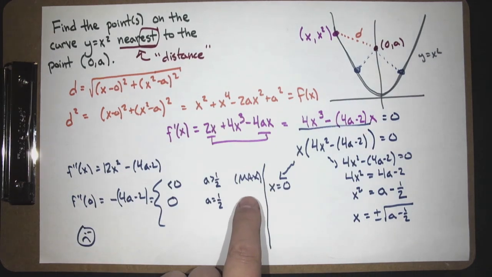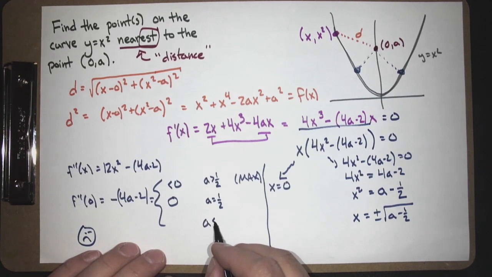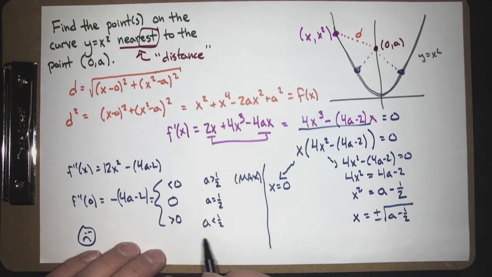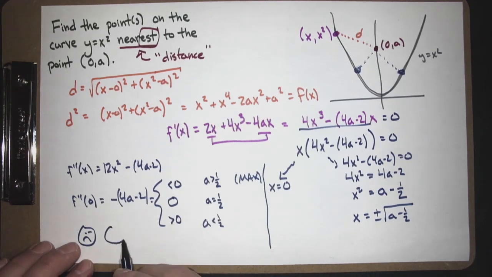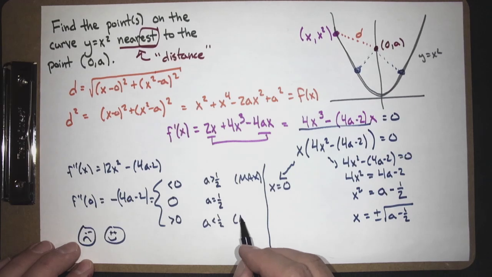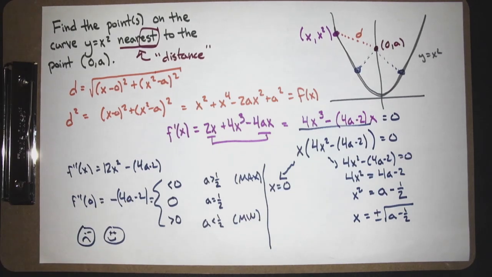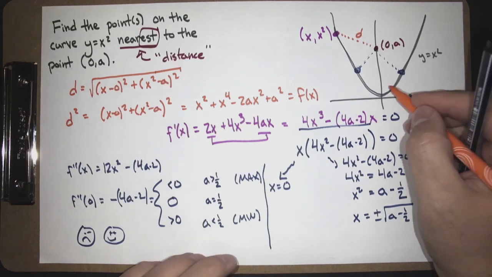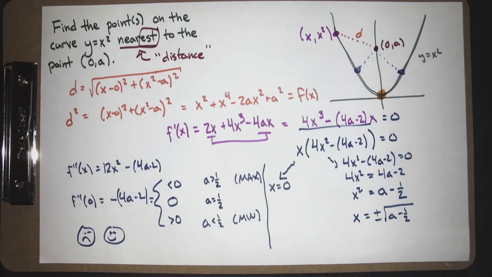So 0 is not close, 0 is far. Now, it's not absolutely as far away as you can be. It's a local max. What happens if a is less than a half? You end up with something greater than 0. So what does that tell us? It tells us we're at a min. So 0, and by the way, just so we all agree, 0 is this point here. 0 is a good point for some values of a, but not for others.